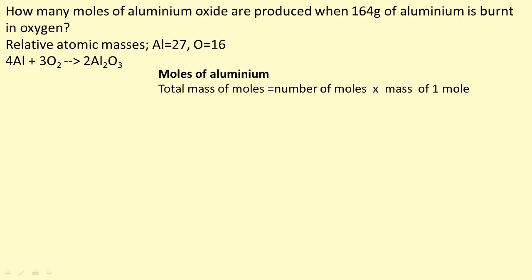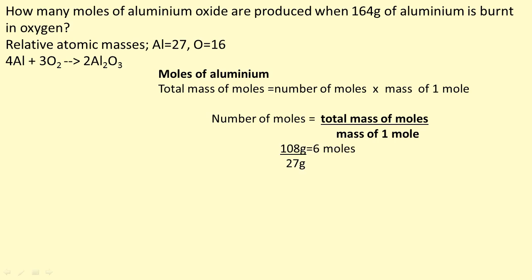However, here we do not know the number of moles, but we do know the total mass and the mass of 1 mole, so we can rearrange the equation. If you're not sure or not very good at rearranging equations, you could do this using magic triangles. So, using this rearranged equation, we can do 164 grams divided by 27, which will give us our number of moles, which is 6 moles.